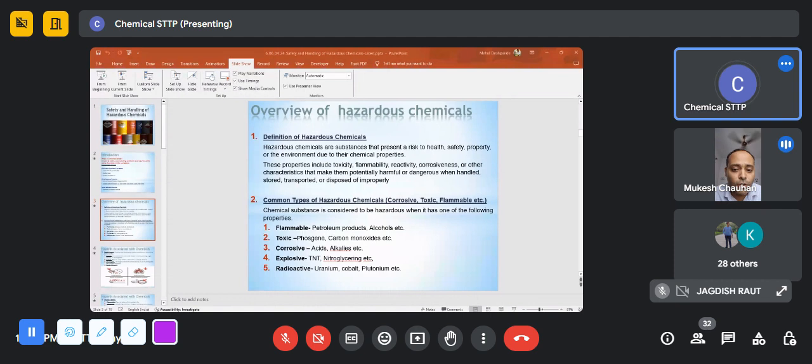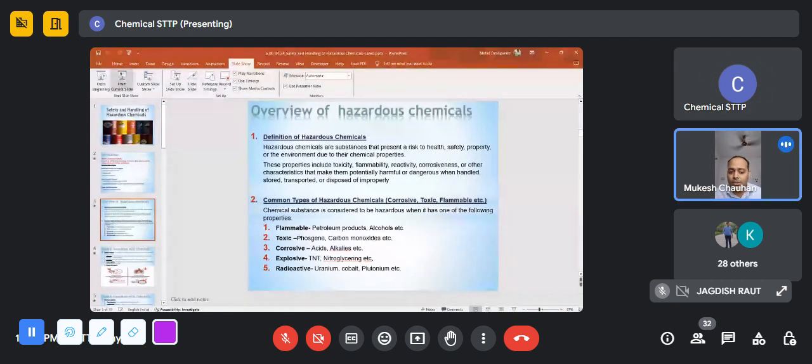Now, overview of hazardous chemicals. So, what are hazardous chemicals? Hazardous chemicals are substances that present a risk to your health, safety, and property, and can cause environmental damage. Any chemical that can cause any of these is considered hazardous. They can be classified into five types. If they have any of these five characteristics, then they can be considered hazardous. These five characteristics are flammable, toxic, corrosive, explosive, and radioactive.